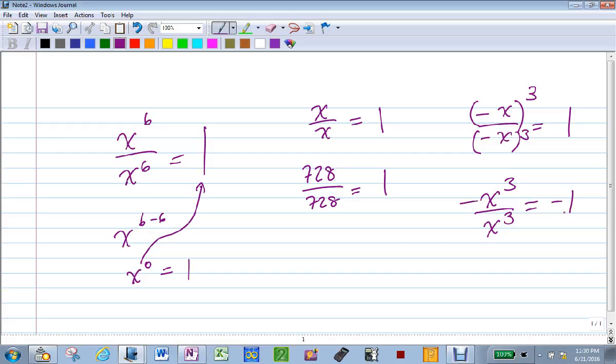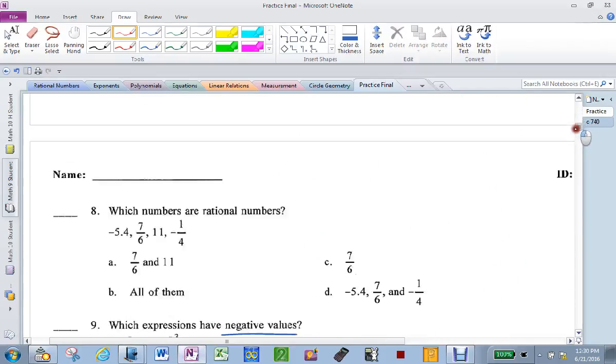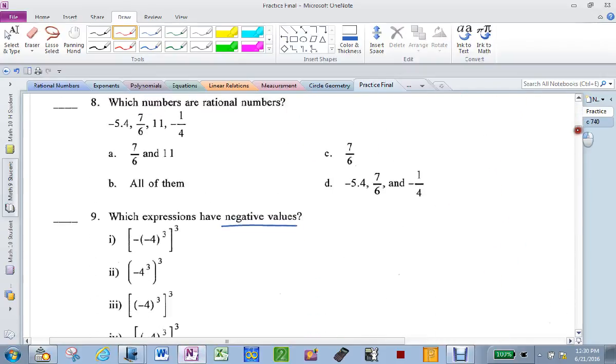Okay? All right, back to the practice test, which we got to number 8. Which are rational numbers? What is a rational number? A decimal or a fraction? Yeah. Do you see decimals and fractions? Yeah.